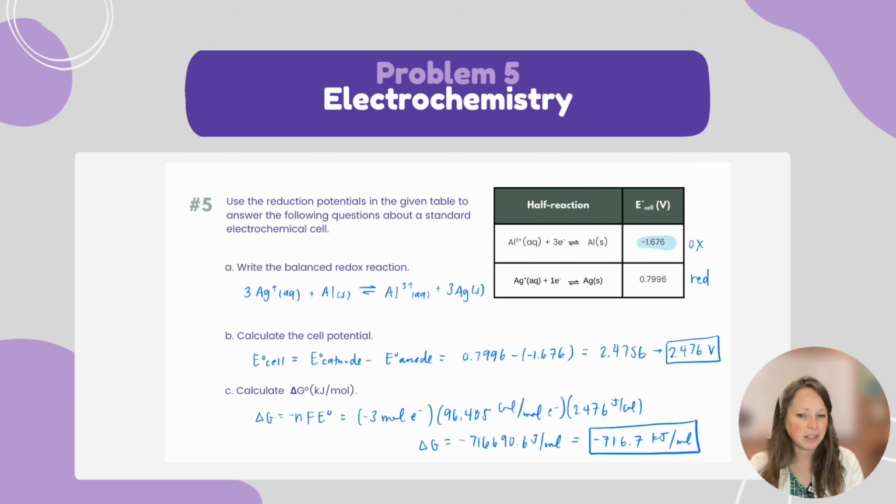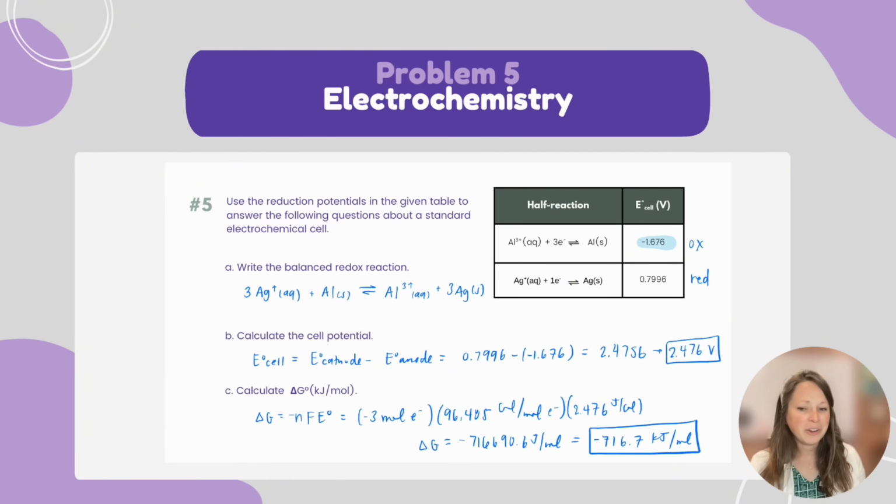We're multiplying by Faraday's constant and then multiplying by our cell potential. So we multiply all of that together, and that gives us an answer in terms of joules per mole. The reason I know it's joules is because I look at the formula sheet, and I see that 1 volt is equal to 1 joule per coulomb.